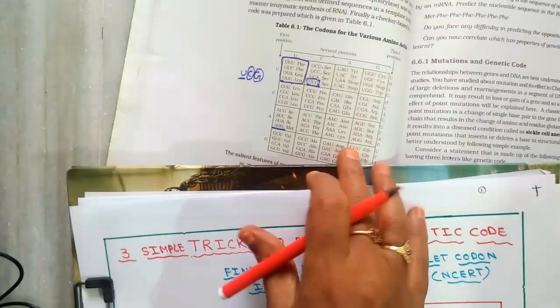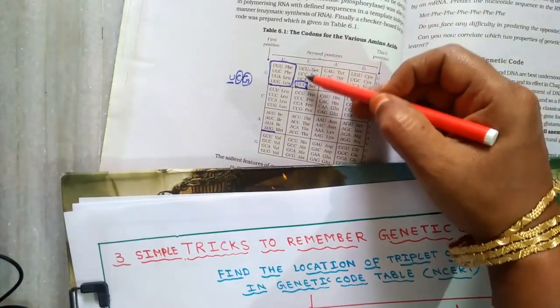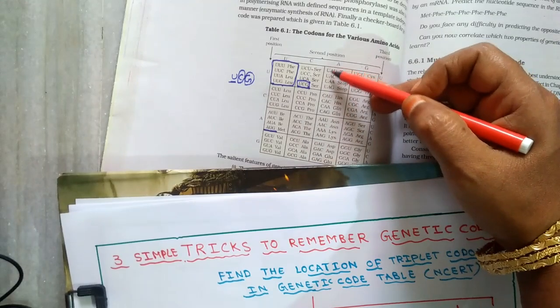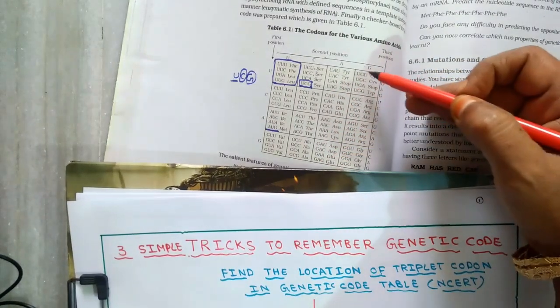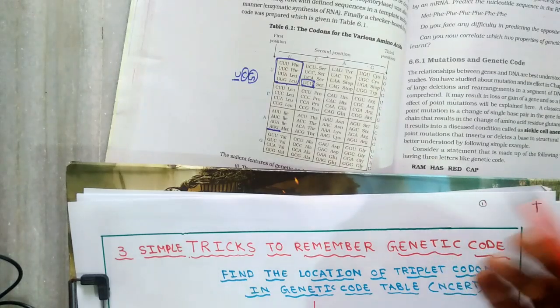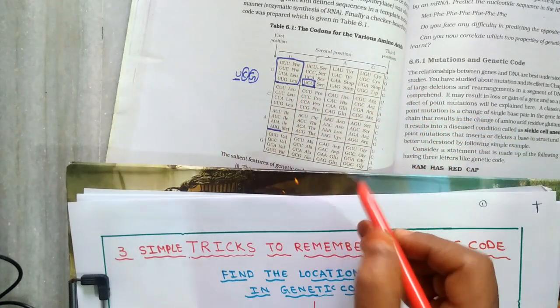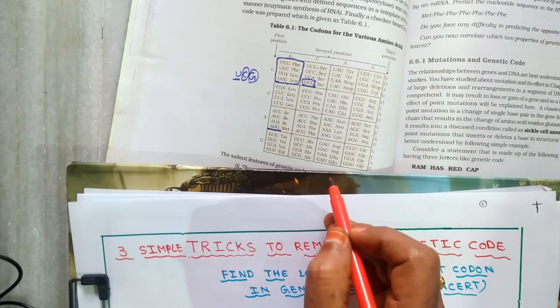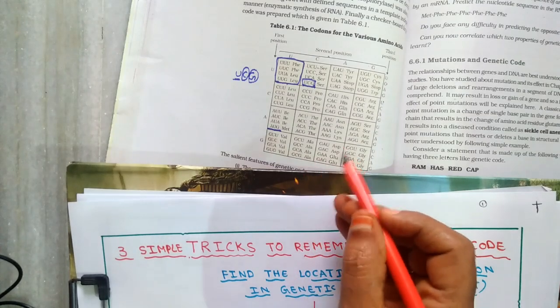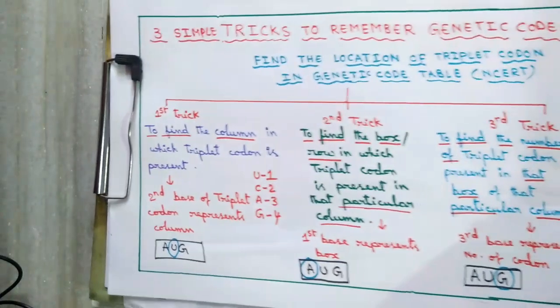Now we can observe here: if the second base is U, first column; if C, second column; if A, third; G, fourth column. Now we have come to know that AUG is present in the first column of this genetic code table. Now we have to find where it is present in that first column, that means in which box it is present in the first column.